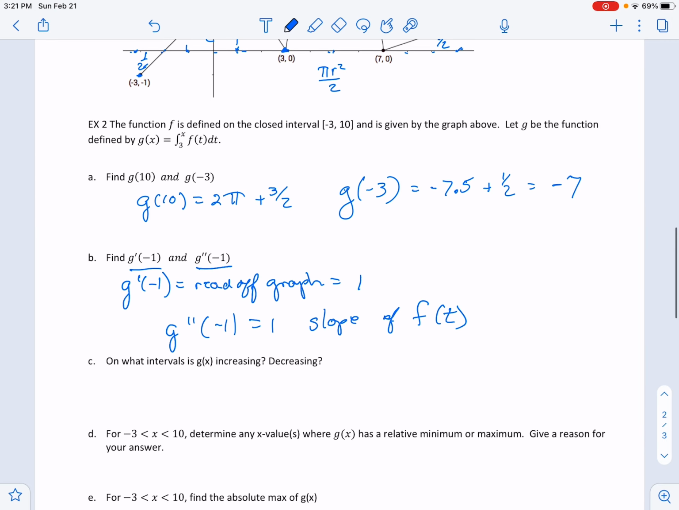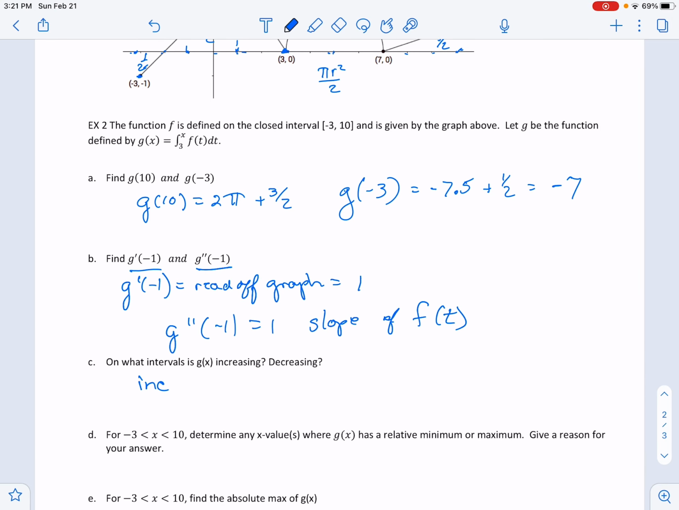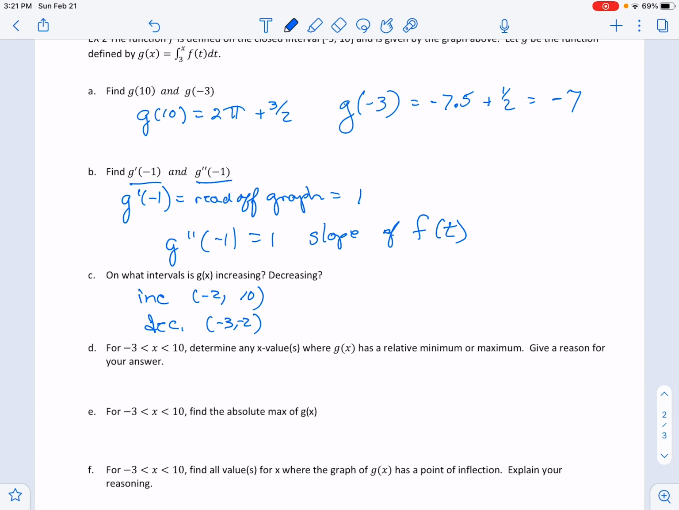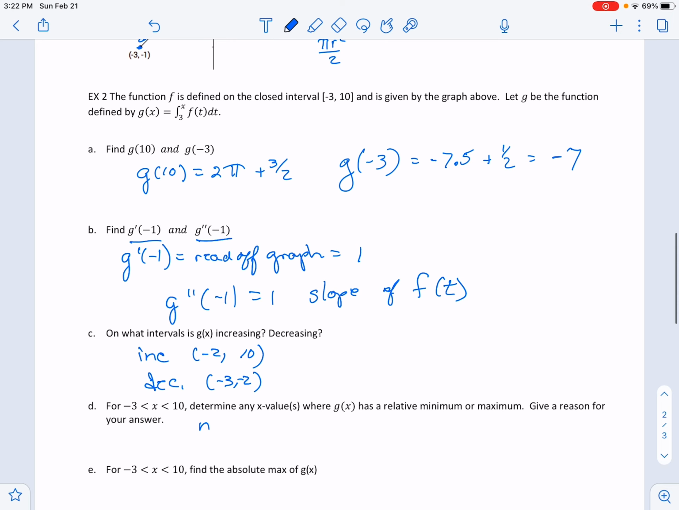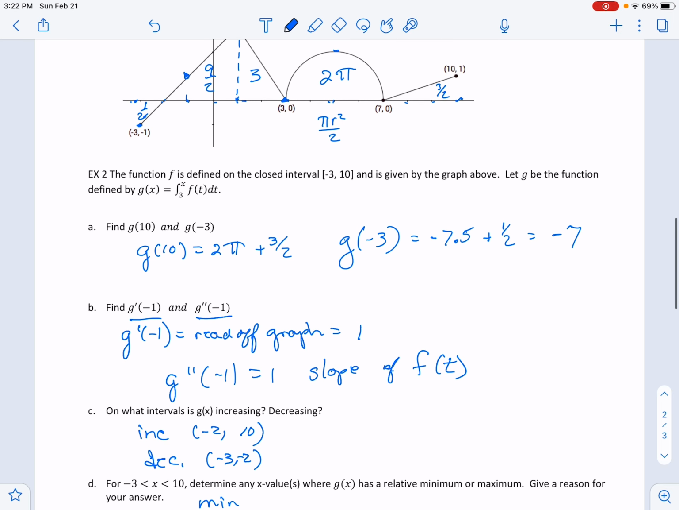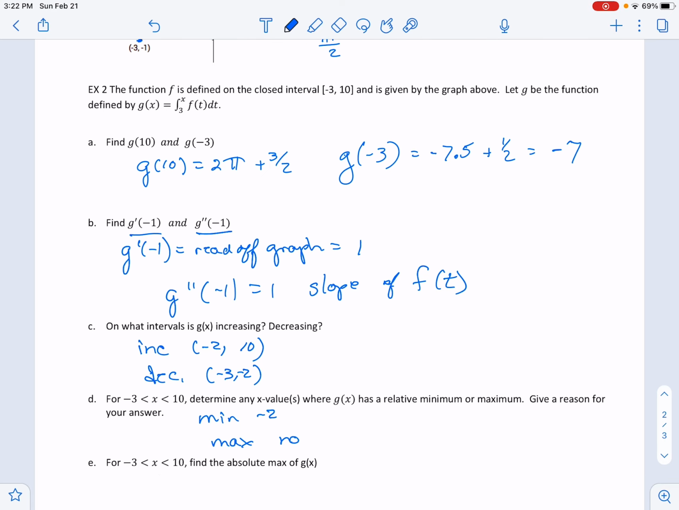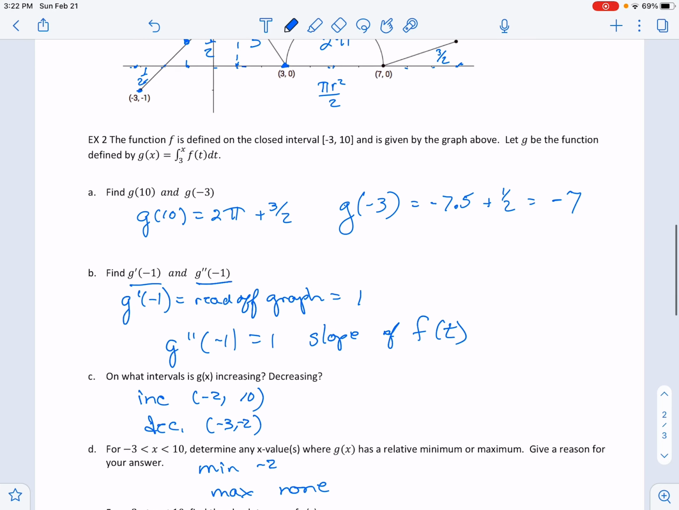On what intervals is G increasing? Increasing, F has to be positive, so it's from negative 2 to 10, and it decreases from negative 3 to negative 2. On the interval from negative 3 to 10, any x values where G has a relative minimum or a maximum? A relative minimum, min changes from negative to positive, so that'd be at negative 2. And a max, none. It never changes, okay?